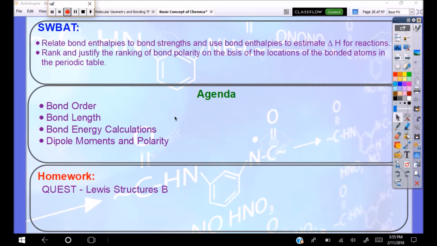All right, so through those things we're also going to talk about a little bit of dipole moments and some molecule polarity. Before, we've talked about bond polarity. Now we're going to look at molecule polarity. This goes well with Lewis structures B.